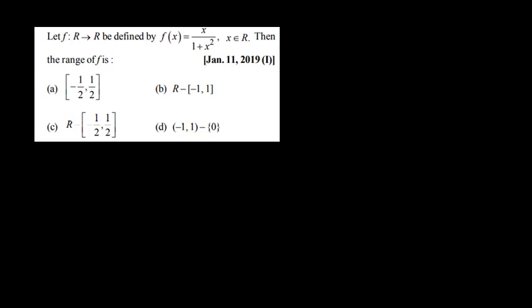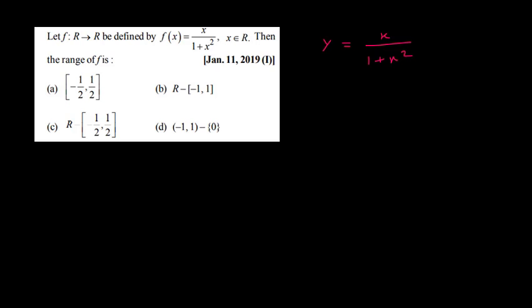Okay, now let us see this question. Here our function is defined from real number to real number. f(x) is x upon 1 plus x square. We have to find what is the range. Range means what is the possible value of f(x). So to get the range, we express this f(x) as y. So here also we will say that y is equal to x upon 1 plus x square.